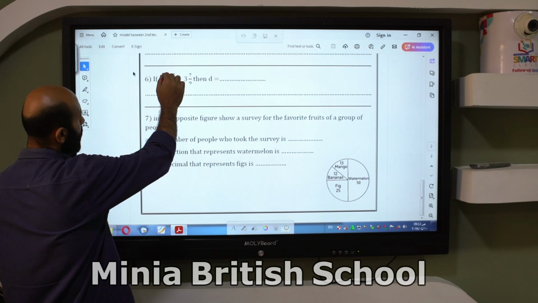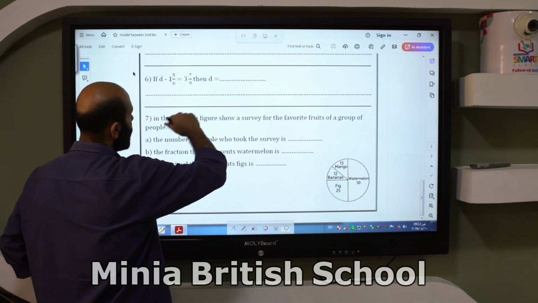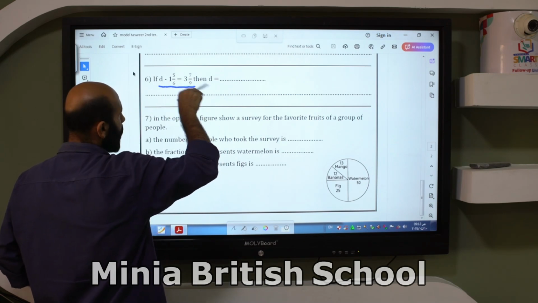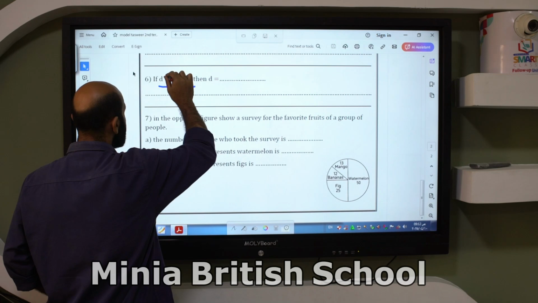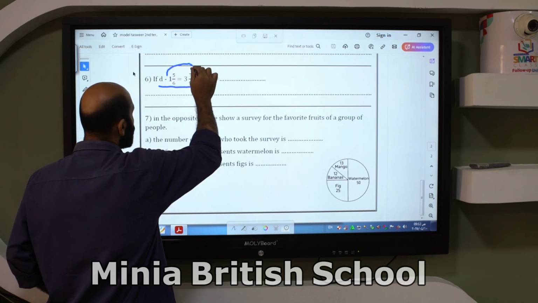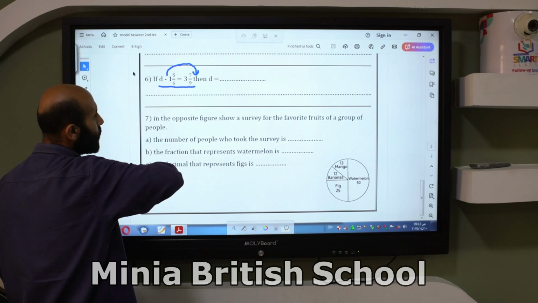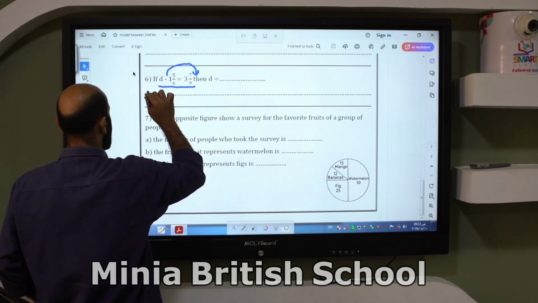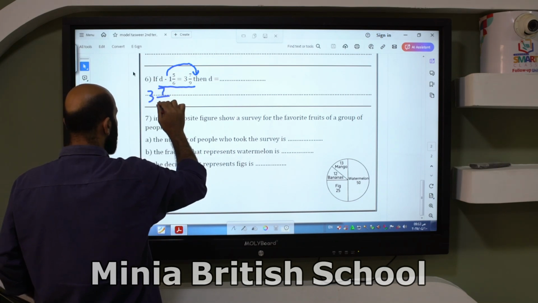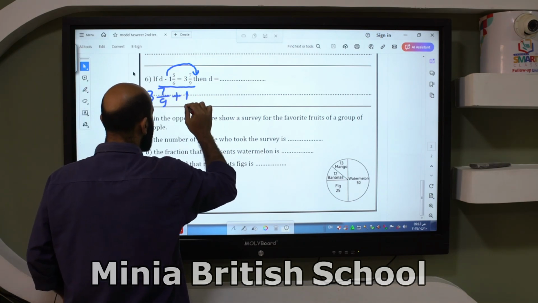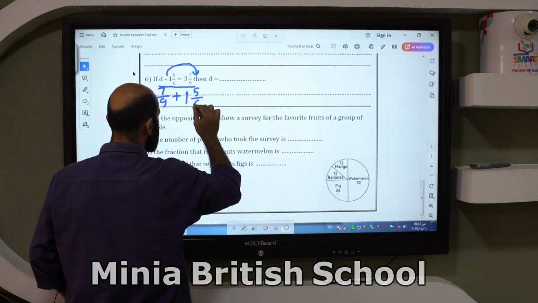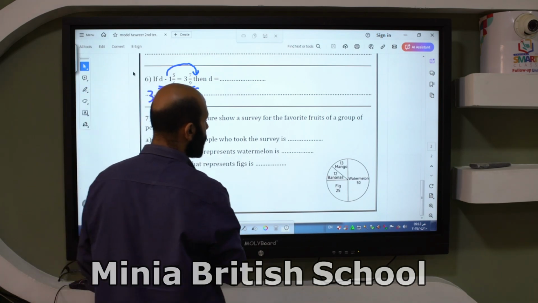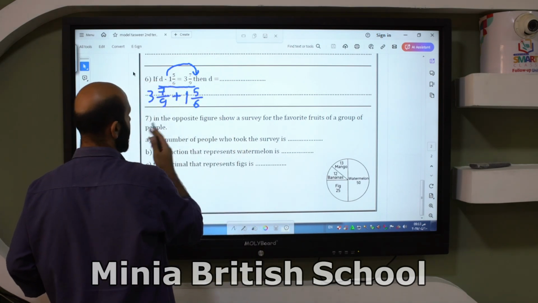If d minus 1 and 5 over 6 equals 3 and 7 over 9, then d equals what? Okay, this is an equation. So if I want to solve this equation, that means throw the one to the other side with the inverse of operations. So that means d will be 3 and 7 over 9 plus 1 and 5 over 6. I have different denominators, so I have to unify them or get the LCM of 9 and 6.